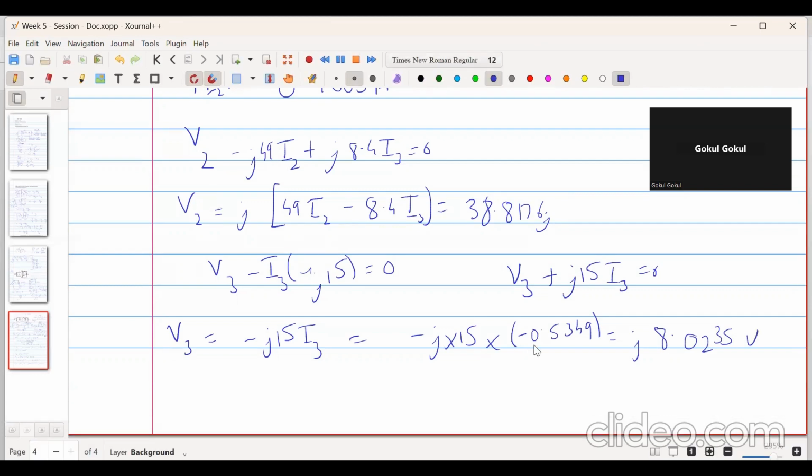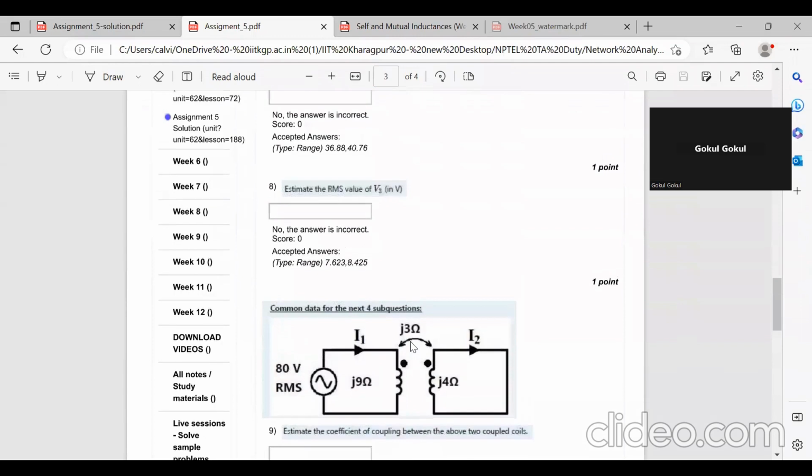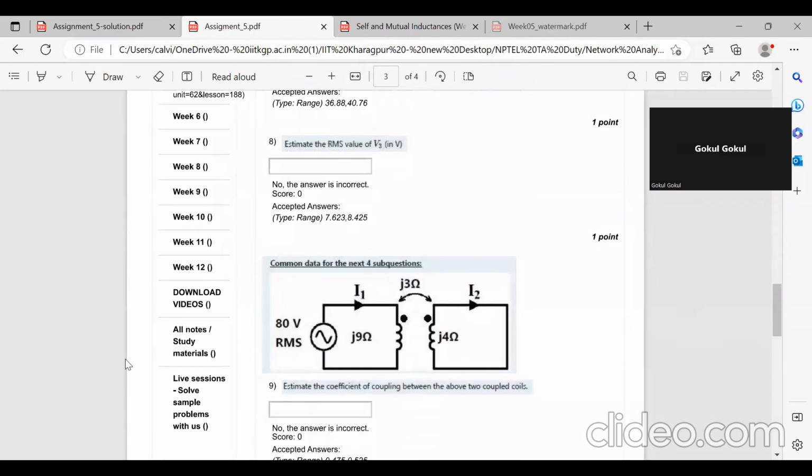So Gokul, any doubt in this? No, sir. Now we will do the final sum.